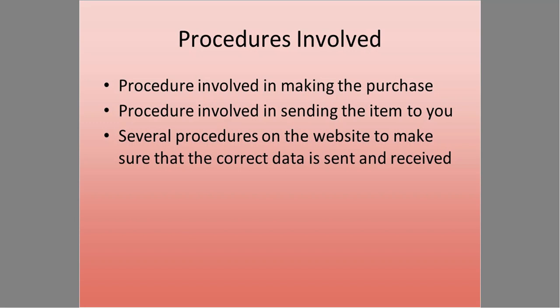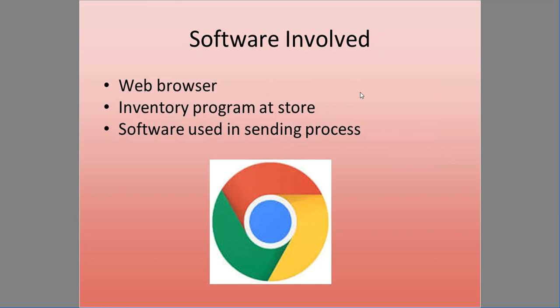So if you've ever signed for an item at the door, you'll have noticed that they basically ask for a signature that goes into the system, and that basically says that that item has been signed for. They print off barcodes to send things around, so that they know where certain things are going. So there's going to be software used in the sending process as well, and that's going to make sure that item is going to arrive at the person's door. So, recapping, we're going to have a web browser, we're going to have an inventory program at the store, and there's going to be software used in the sending process as well.